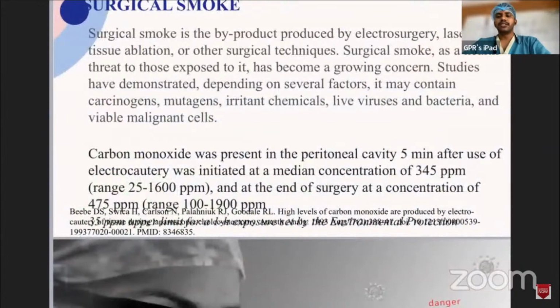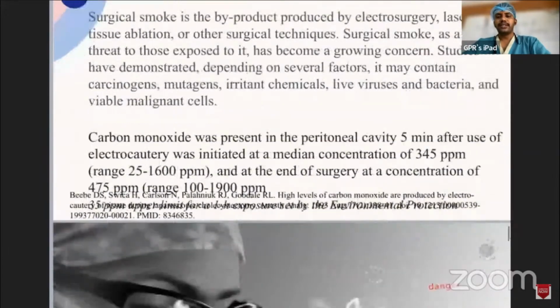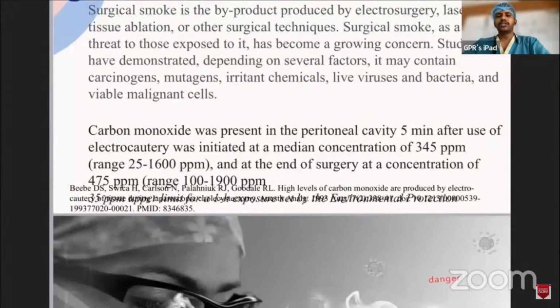As I said, what is surgical smoke? It is stated that whenever an endosurgery unit is used in laparoscopic cases, within 5 minutes of initiation of the surgery, the carbon dioxide, the pneumoperitoneum, whatever is there inside, will make carbon monoxide out of it, and it reaches up to 345 parts per million.